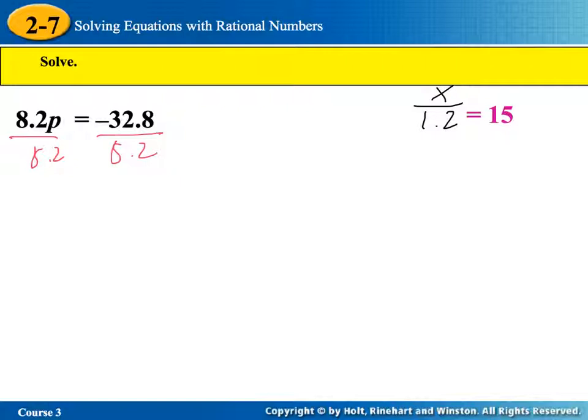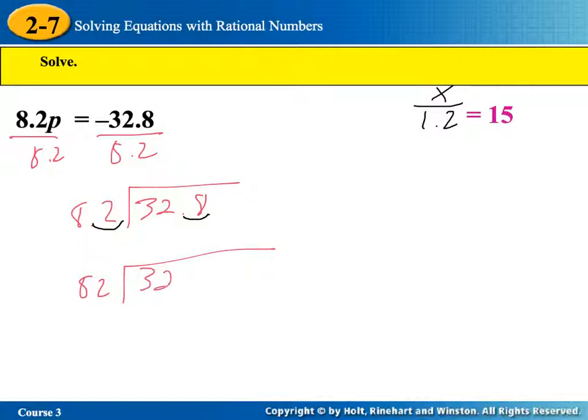Long division, right? So you take 8.2 divided by 32.8. Okay? I don't like dividing by decimals. They're ugly. So get rid of it. Move that decimal over. My problem turns into 82 into 3328.